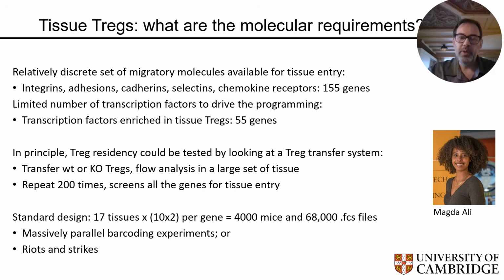Now, in principle, we could test this using a Treg transfer system. We make a knockout mouse, we purify knockout cells, and we purify wild-type cells, we mix them together, and then we transfer them into a new mouse, and we could look at the ability of the knockout cells to get into tissues versus the ability of the wild-type cells that were co-transferred to get into the tissues. You simply have to make 200 different knockouts, do 200 transfers, multiple mice, and screen all the genes for tissue entry. The only problem really is about logistics.